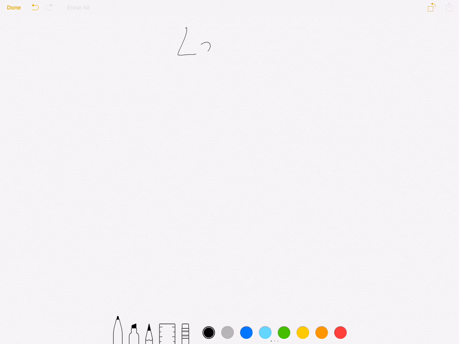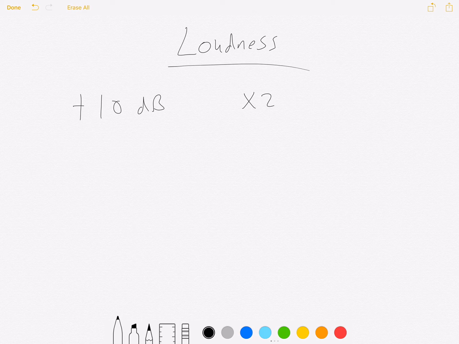Lastly, let's think about loudness. When the decibel level goes up by 10, just plus 10 decibels, you might be tempted to think that it would sound 10 times as loud. But in fact, the loudness will actually be 2 times as loud. So you would perceive the sound to be twice as loud as it actually is.